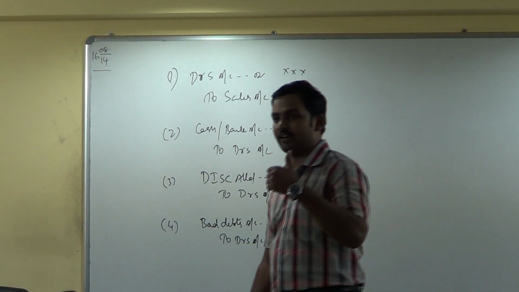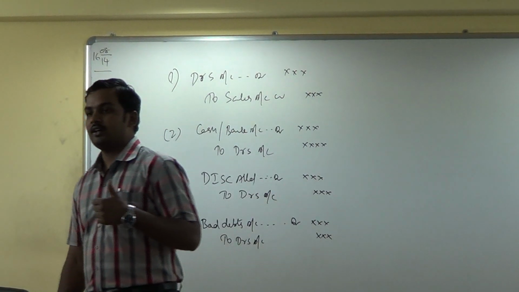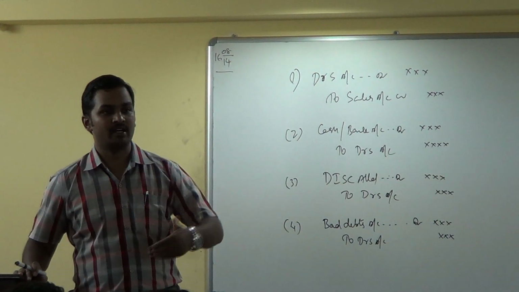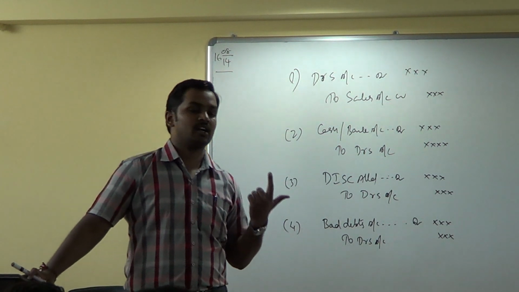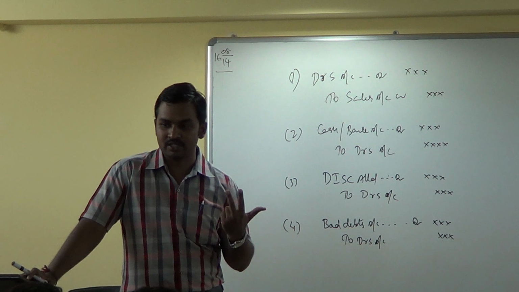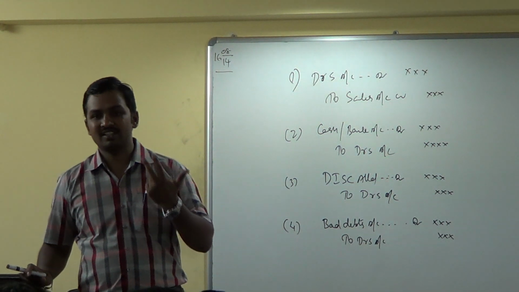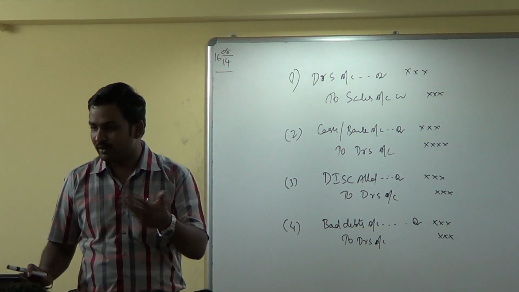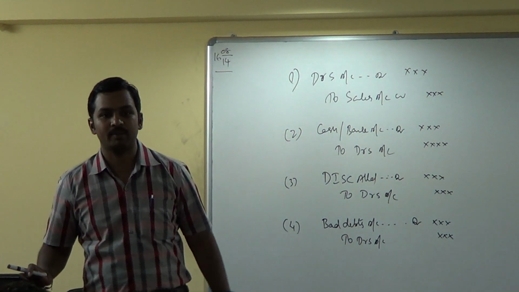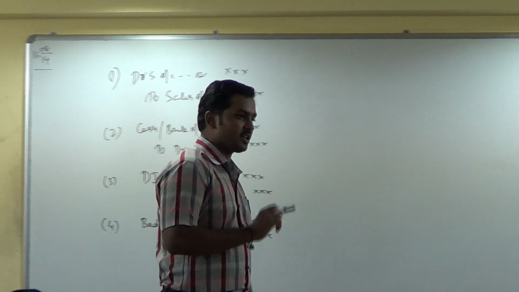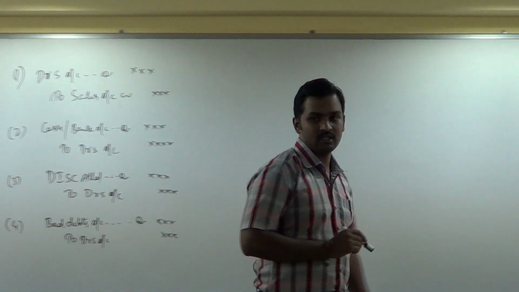What is the entry we write when we sell goods on credit? Debtor to sales account. When cash is collected from debtors? Cash or bank to debtors account. When discount is allowed to debtors? Discount allowed account debtor to debtors account. When we write off bad debts? Bad debts account debtor to debtors account is the entry we pass. Yes. Next.